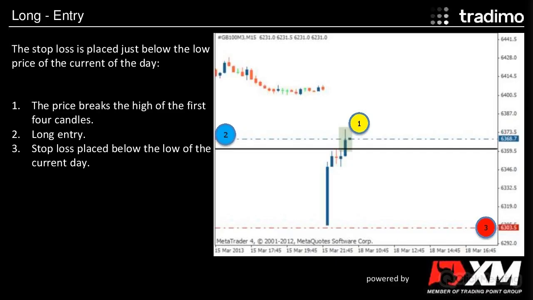The stop loss, this is also very important. You have to work with the stop loss. That's my opinion. The stop loss is placed just below the low price of the current day. So under number one, we have the price breaks the high of the first four candles. Number two, the long entry where we are in the market. And number three, marked red, the stop loss placed below the low of the current day.